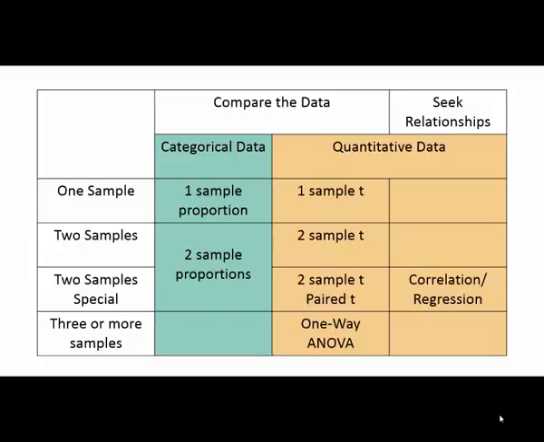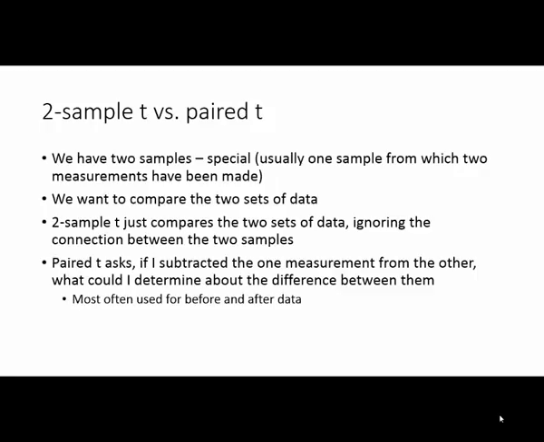But you'll notice there's still one block that has two different tests you might be using. Let's talk about a two-sample t versus a paired t test. So we have quantitative data, we have two samples, but it's really two samples special. Most likely it's one sample of people, but we've taken two measurements of the same kind. When I say the same kind, I mean they're the same measurement maybe at different times or on different parts of the body, but it's two body weights or two different systolic blood pressures.